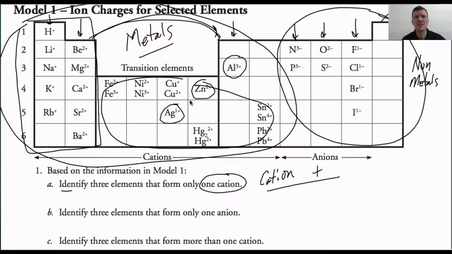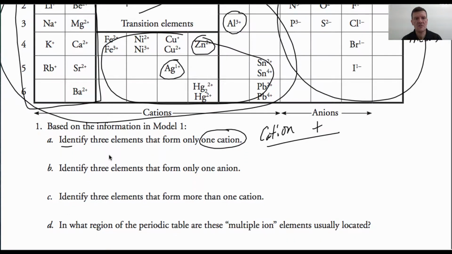They are always going to be the same. Group 1 +1, group 2 +2, aluminum +3, zinc +2, silver +1. Okay, so you can name any one of those that we just talked about.